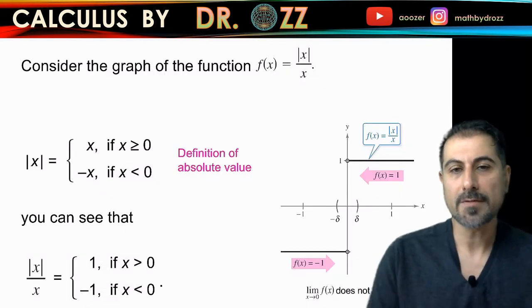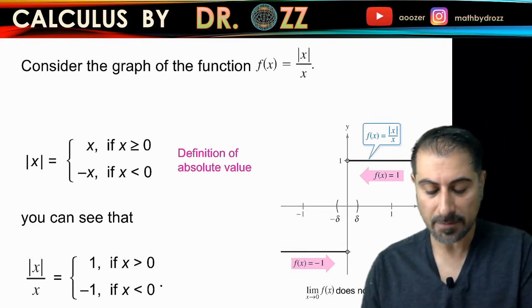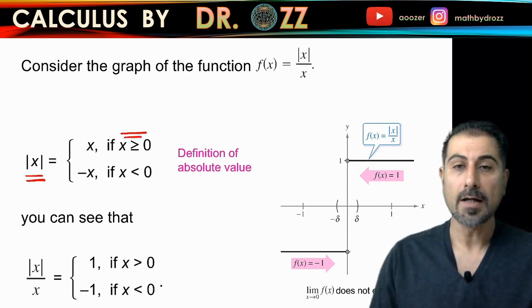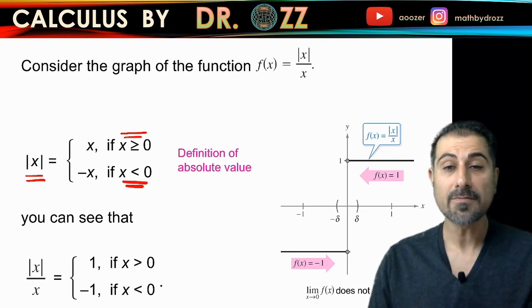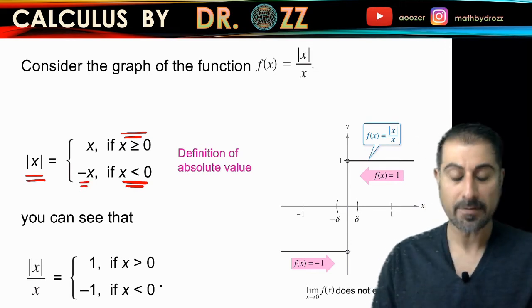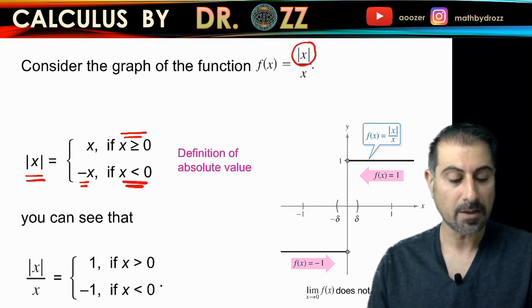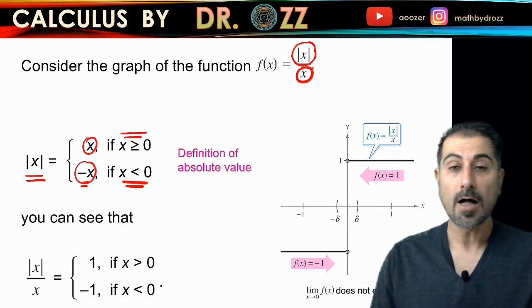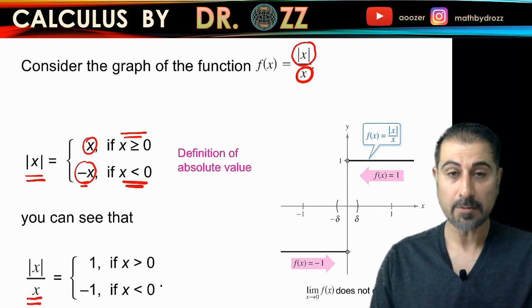All right, to show that the limit fails to exist, we can look at the definition of the absolute value function. The absolute value function is defined as, for positive x's, including 0, the function takes the value of x, and for negative x's, the function takes the value of negative x. So that's the definition of the absolute value function. But we do have absolute value of x divided by x, so we're going to look at each piece divided by x to get down to absolute value of x divided by x.